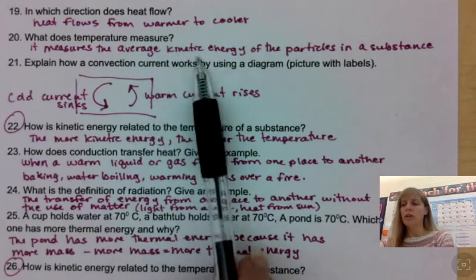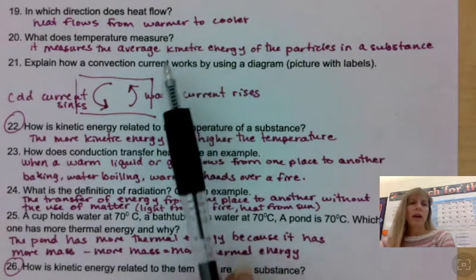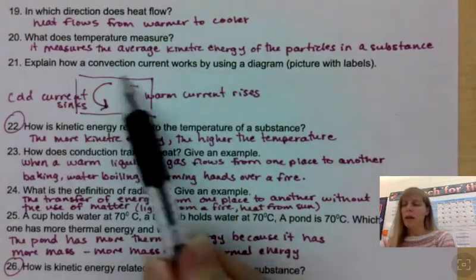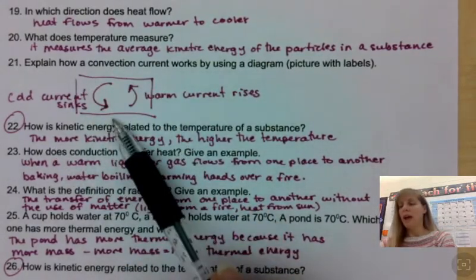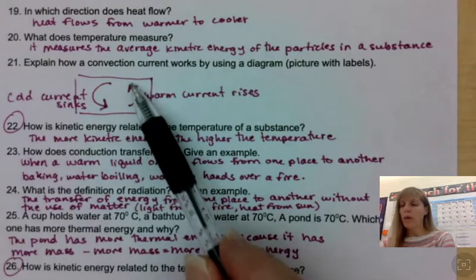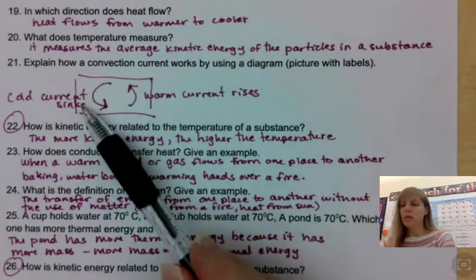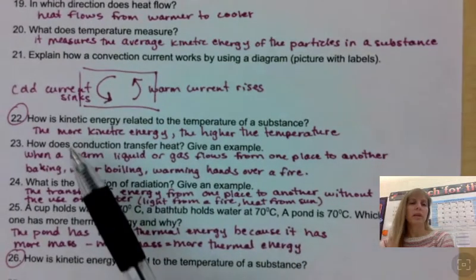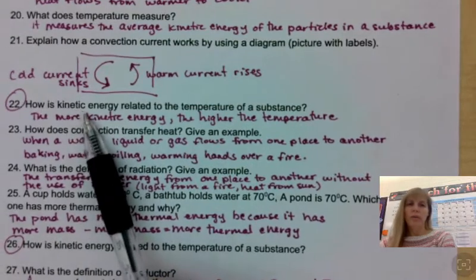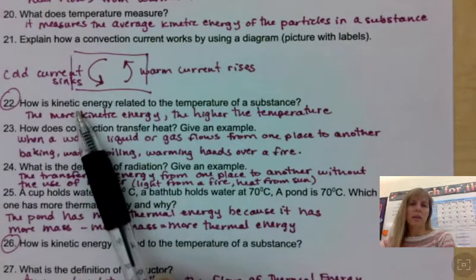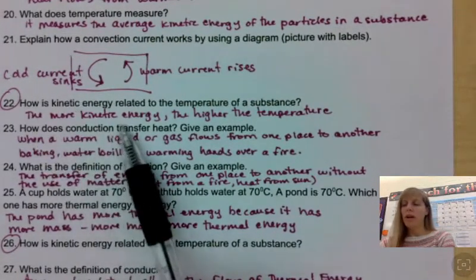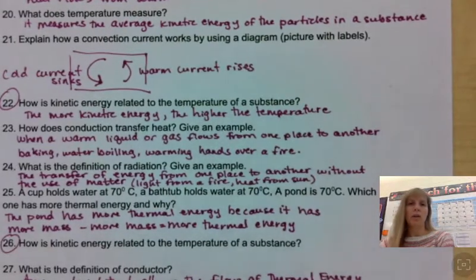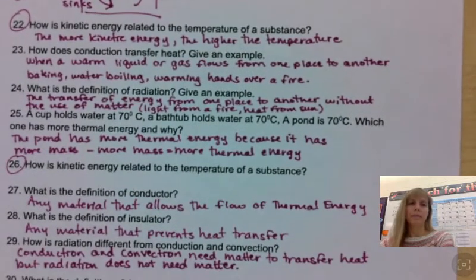Remember, kinetic energy is motion energy. Okay, explain how convection currents work by using a diagram, which is a picture with labels. This would be any fluid, which could be a gas or a liquid. A warm current rises, and then as it cools, the cooler current sinks, and then it carries heat with it, okay? Number 22, how is kinetic energy related to the temperature of a substance? So the more kinetic energy or motion energy that a substance has, the higher the temperature of that particular substance.